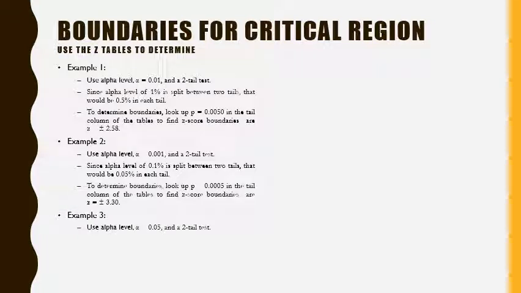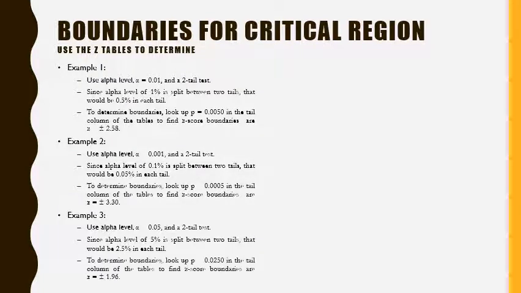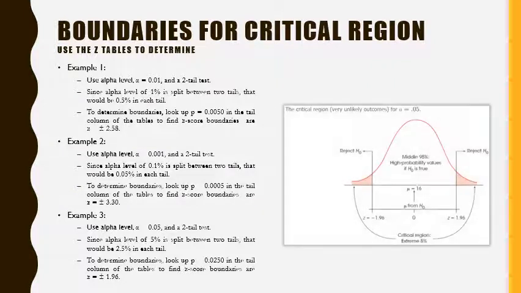Finally, example 3. Let's use an alpha level of 0.05. This is probably most common, and most of the examples in your textbook will use this alpha level. It's a two-tail test. It's going to split the 5% between the two tails. That's 2.5% per tail. So to determine the boundaries, you're going to look up p-value of 0.0250 in the tail column, and you're going to find z-score boundaries of plus and minus 1.96.